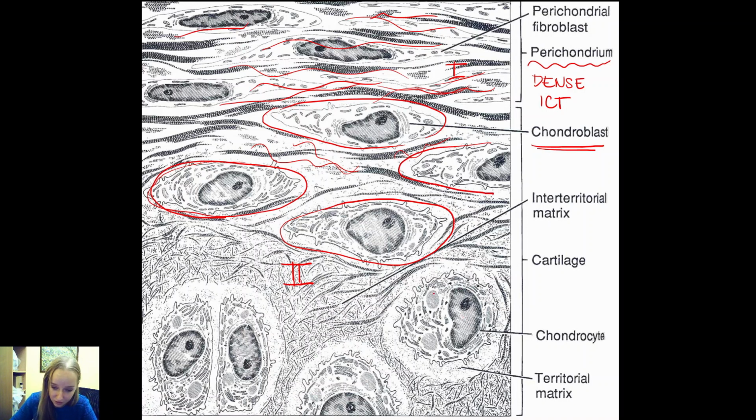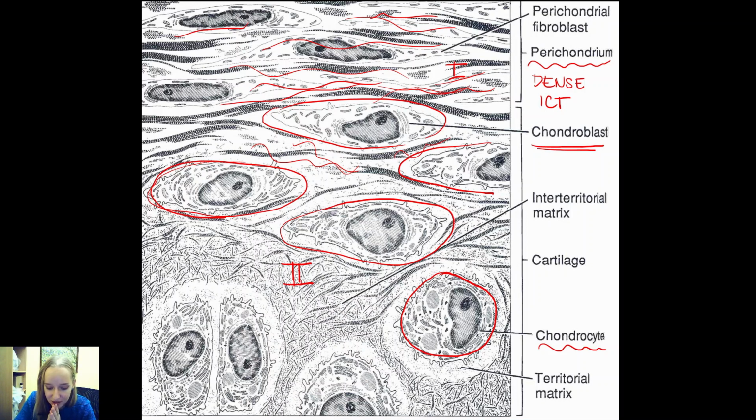The further we go, the more dense the matrix is. So here is really denser matrix than on the surface. And cells are more round. We can see this spherical cell right here. They accumulate fat and glycogen inclusions, and these are called chondrocytes. So they are more spherical and they accumulate glycogen and lipids.